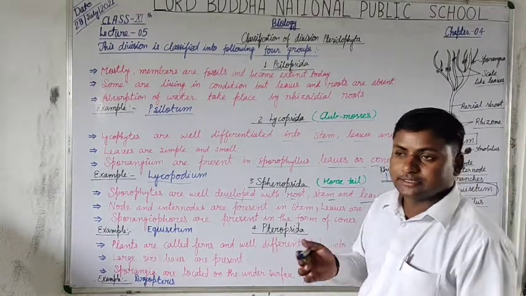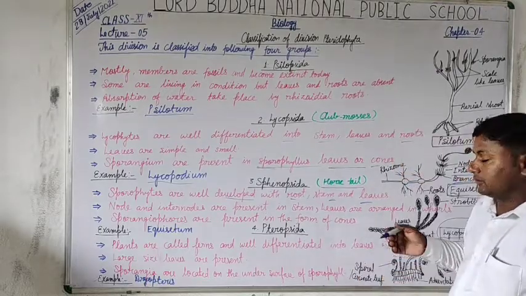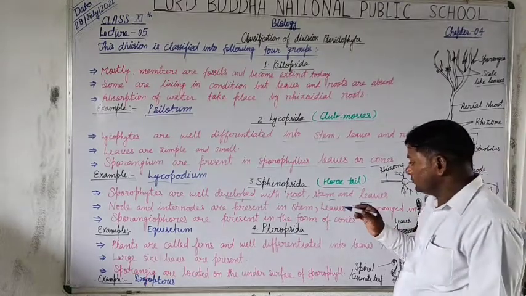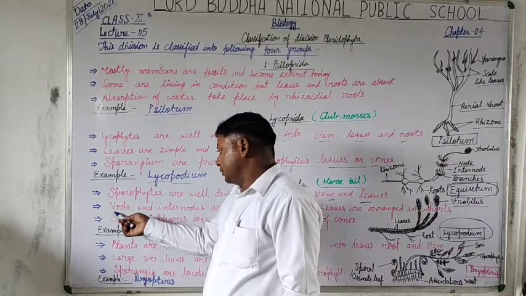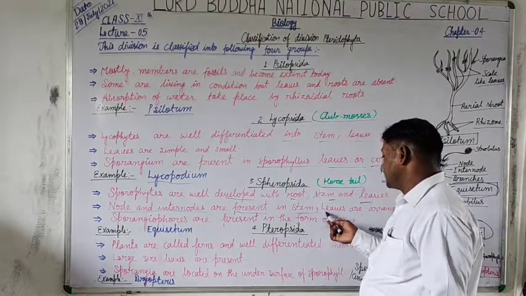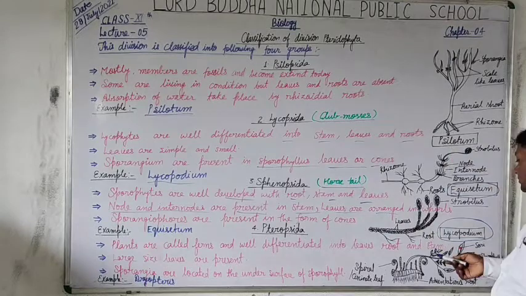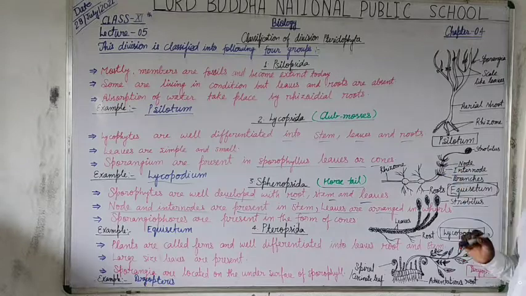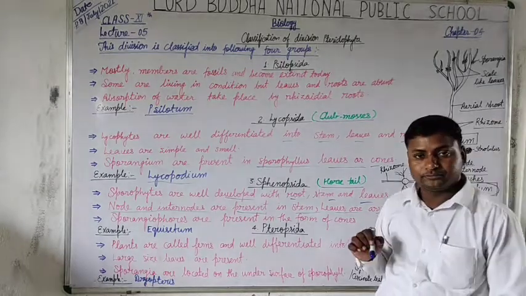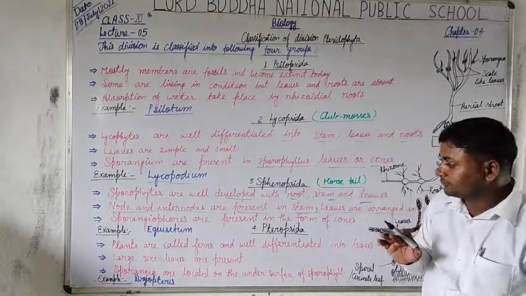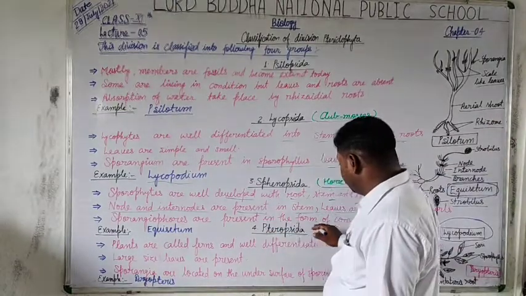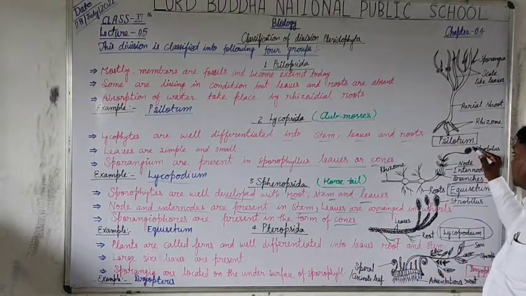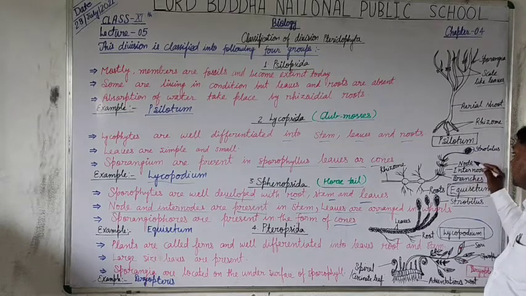It means they are just progressing further into a new branch. So nodes and internodes are present in the stem, and leaves are arranged in rows. Here we notice the leaves are just arranged in rows around the stem. That's clear. Sporangiophores are present in the form of cones. The sporangiophores are just like cones. Is that clear?